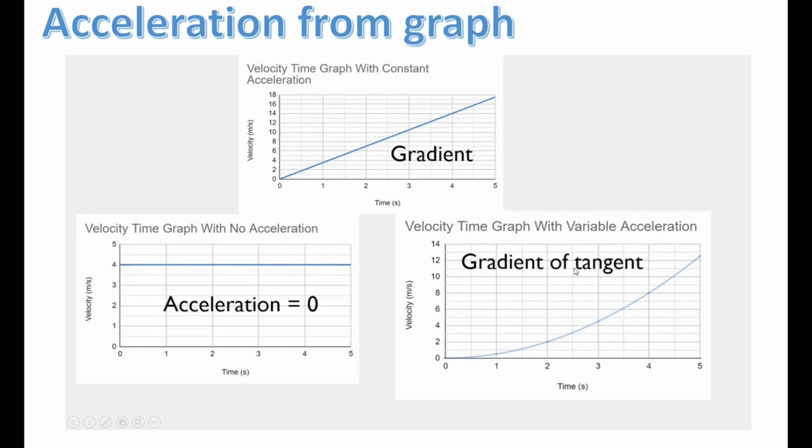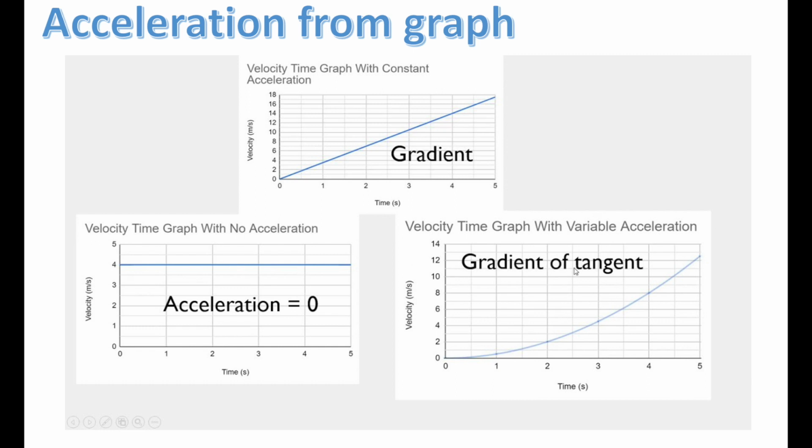You can see different types of velocity time graph. The first picture shows a velocity time graph with constant acceleration. The velocity is increasing. If you can find out the slope, you will get the acceleration.